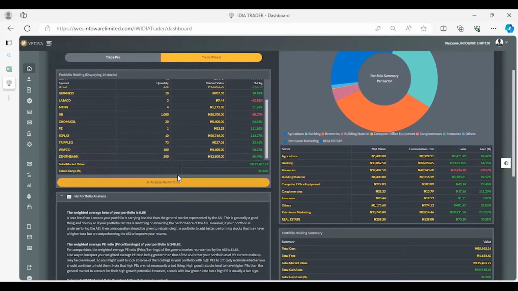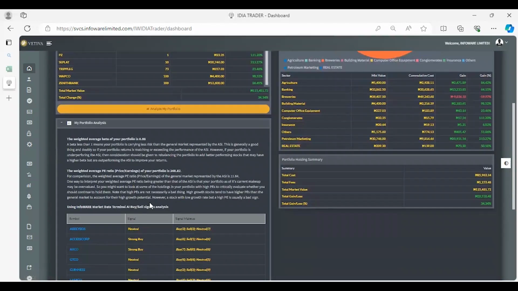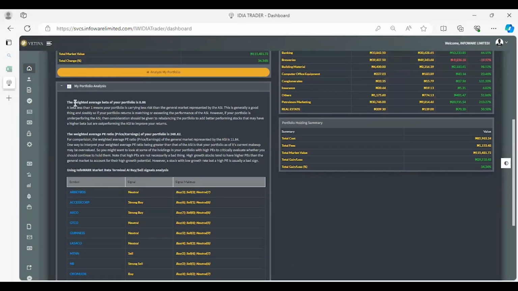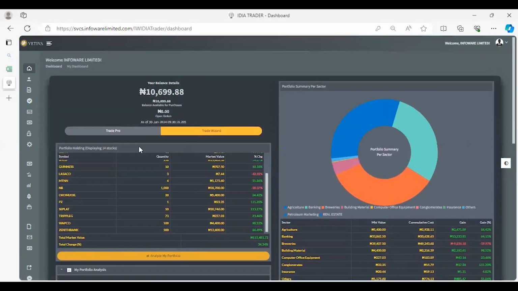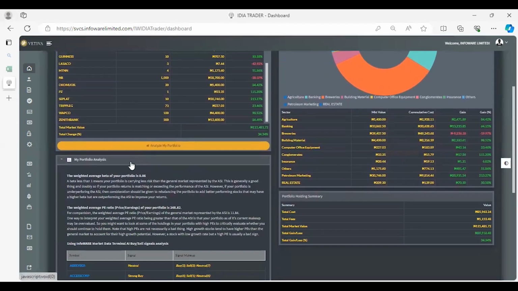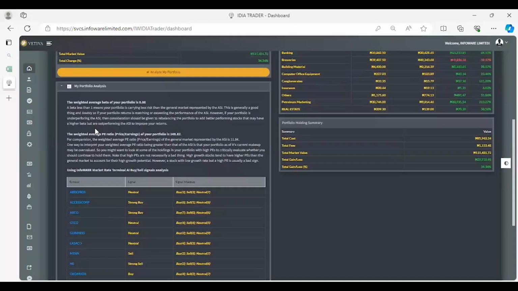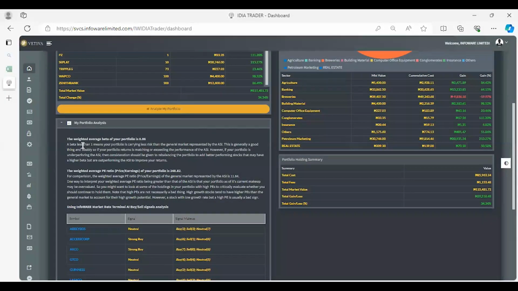Now, when you click Analyze My Portfolio, this basically looks at your portfolio set and does a comparative analysis. There are two sections to this analysis. You have what we call the weighted, basically a technical analysis of your portfolio. Like I mentioned earlier, the IDIA trader caters for different levels of investors: beginners, intermediate, and advanced investors. If you're an intermediate or advanced investor, you have familiarity with all of these investment technical concepts around beta, alpha of a portfolio, right?